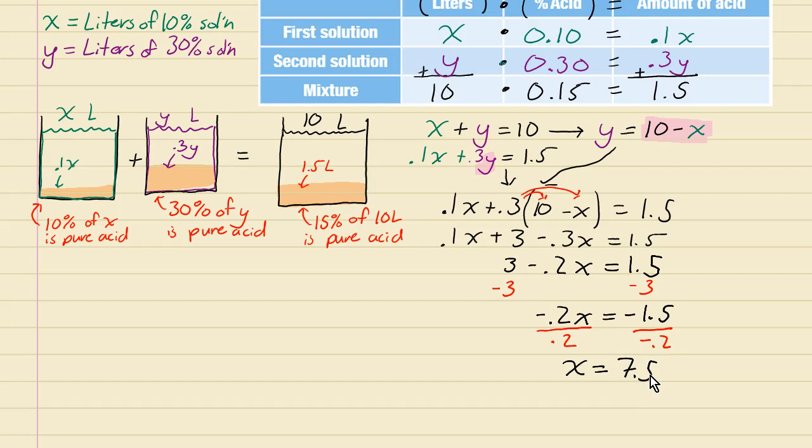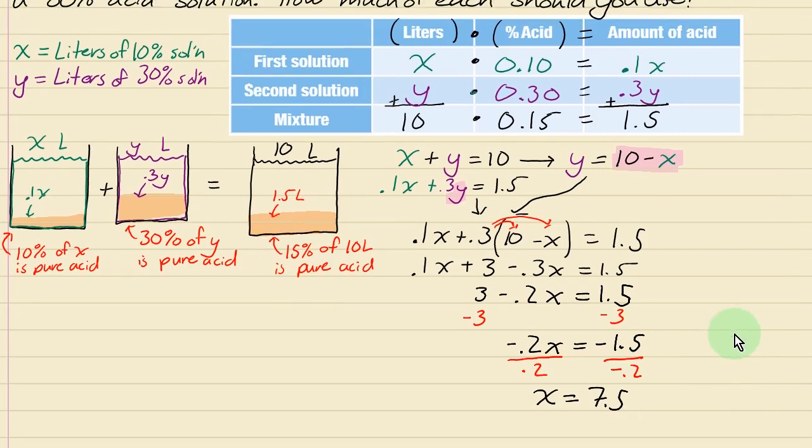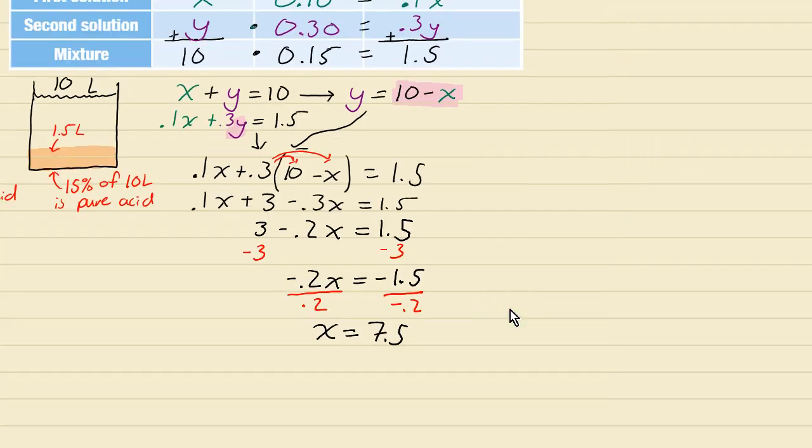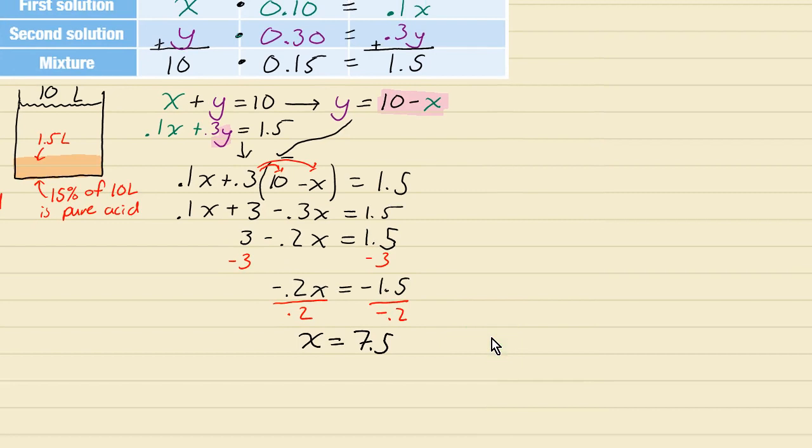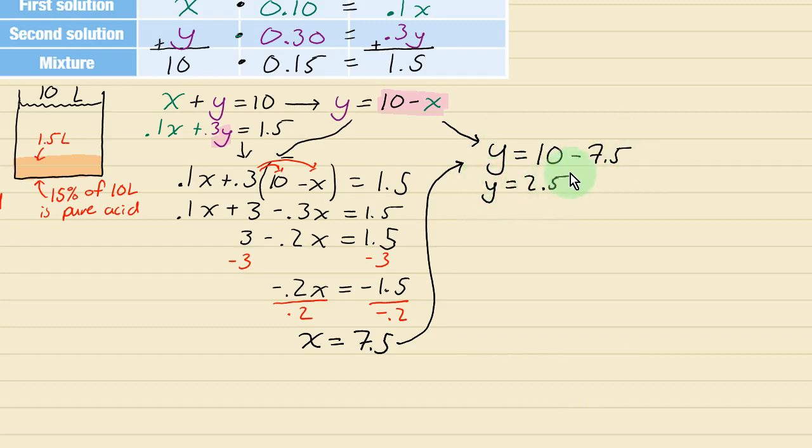Now we haven't answered the question yet, partially because we still need to find y, and also if you have a word problem like this, you need to write a sentence and use units and everything. But we can find y quickly using this equation here. So I'm going to take this 7.5 and plug it into this x, so I can say that y is equal to 10 minus 7.5, which gives you y is 2.5.